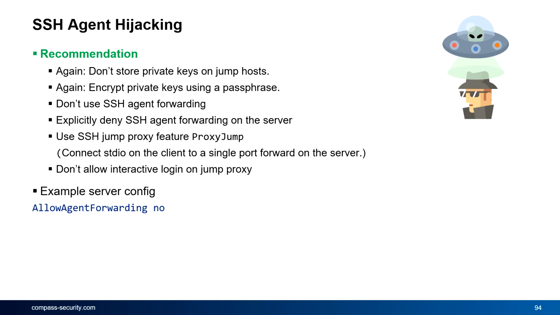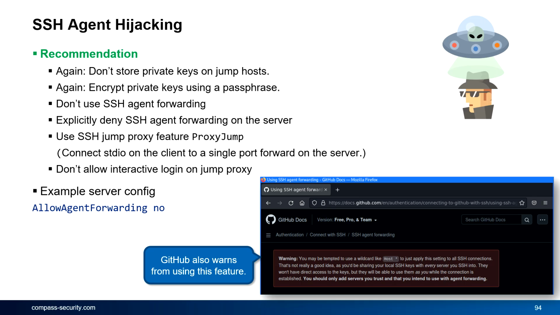This is how it looks in the SSH server configuration with AllowAgentForwarding no. You can disable SSH agent forwarding on the server side. So if a user specifies the -A option, the agent will not be forwarded. Because this is a dangerous feature, you can read it at different places on the internet. Here an example from GitHub. So they also tell you you should not use this feature, because then you would give permission to a lot of other servers to people you don't want.